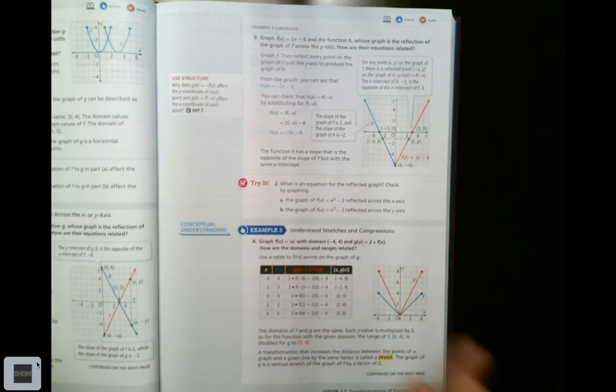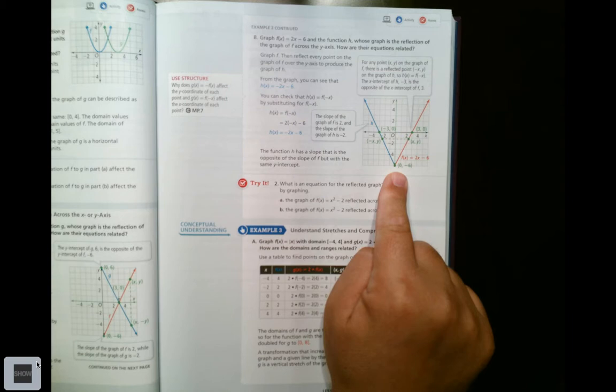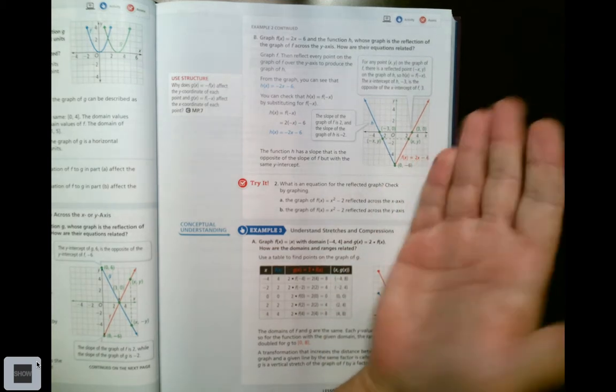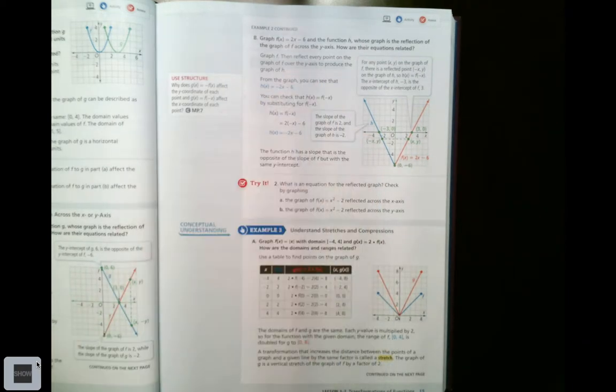Same thing with the same piece of example 2 on page 15. They took this linear function, I believe the red one, and then the negative in a very specific spot told them to reflect it across the y-axis. So they took everything on the right side of that y-axis and they flipped it to the left side of the y-axis.